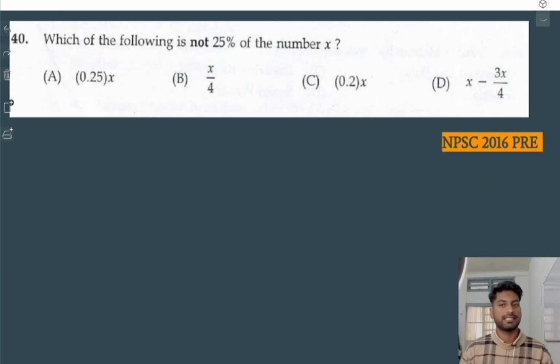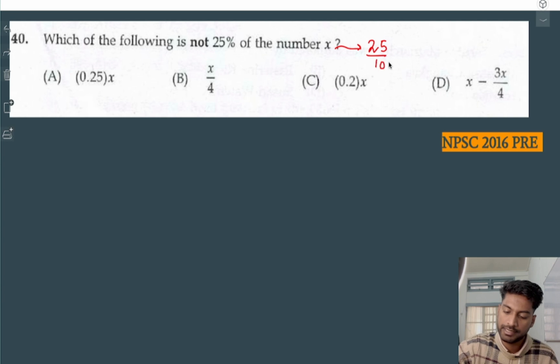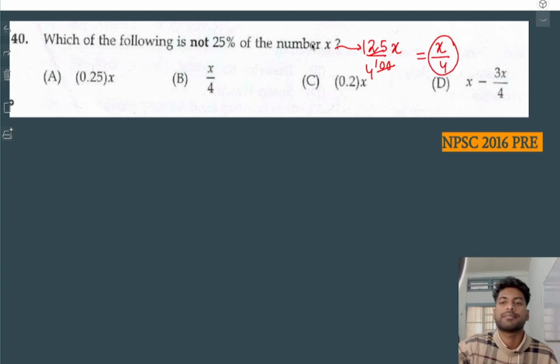Okay, interesting question. Npsc 2016 pre. Which of the following is not 25% of x? So first you should understand what is 25% of x. 25% means 25 by 100 of x, means into x. So it's roughly x by 4 because 25 and 100 will be eliminated, it will be 1 by 4. So we can say that 25% of x means x by 4.